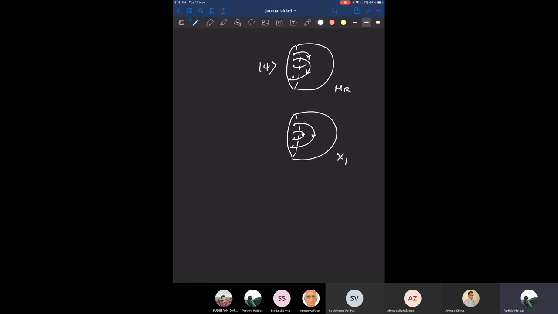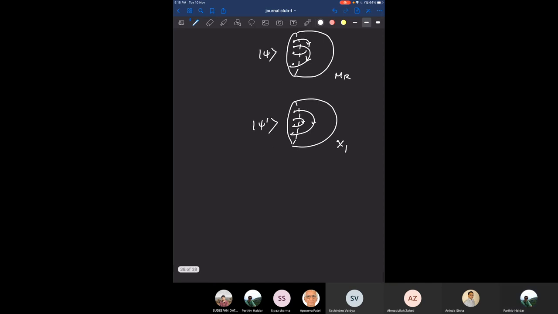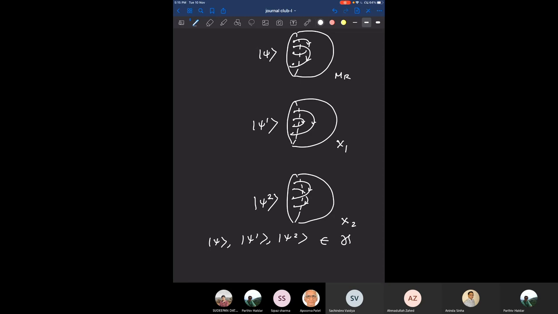This configuration, let's call it chi one. You will get another vector chi one, and another configuration, this is some x2. Now all of these vectors belong to this HR, and while keeping this part untouched, whatever it is, it is. There is nothing touching it there.